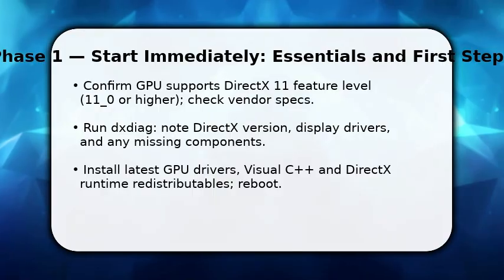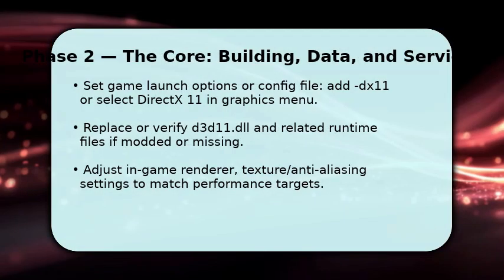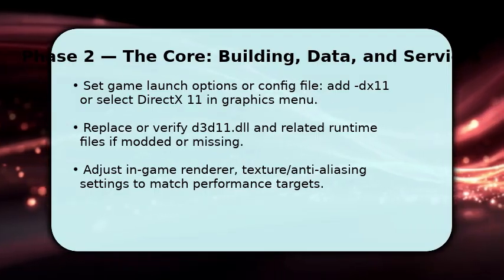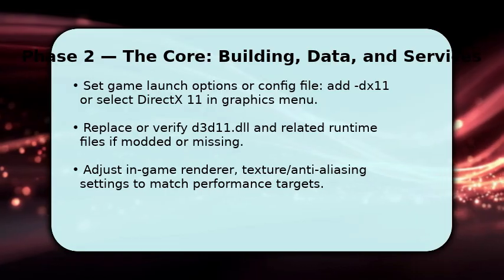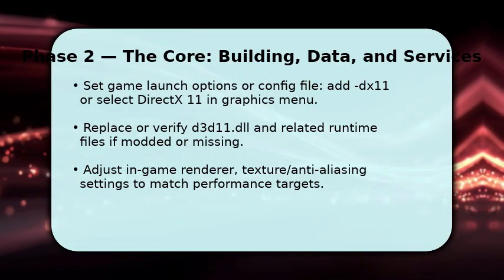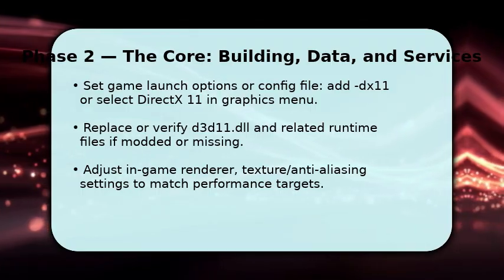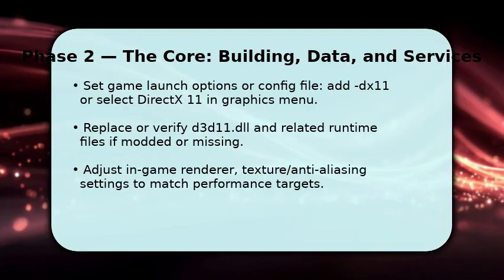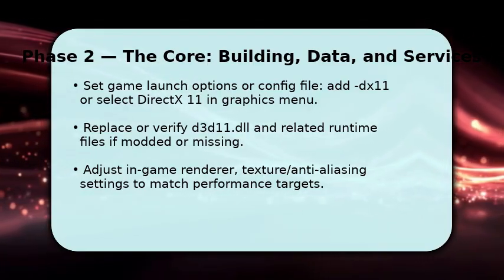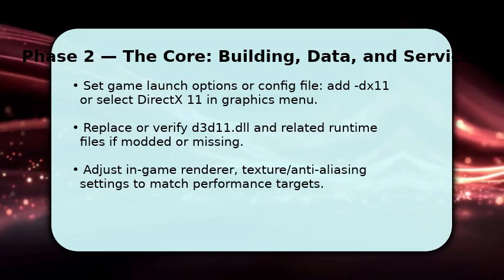Next, you switch the game to DirectX 11 and tune its renderer. Open the launcher or game config and select DirectX 11 or add a launch parameter such as DX11. This forces the engine to load the D3D11 API. Then confirm D3D11.DLL and supporting runtimes are intact. If files were replaced by mods, restore originals.